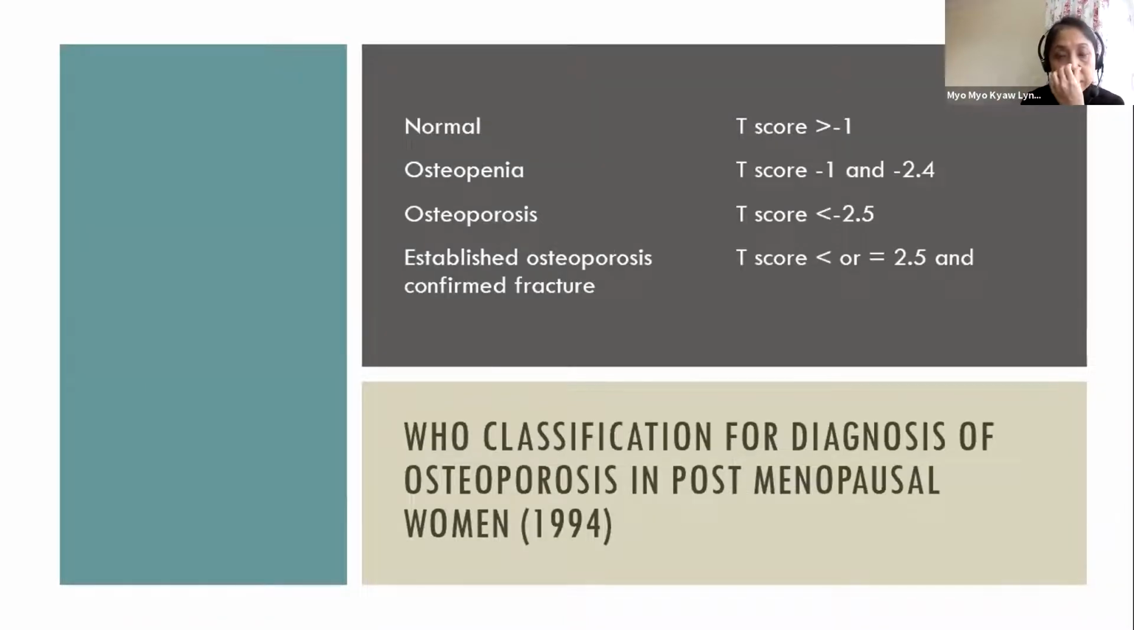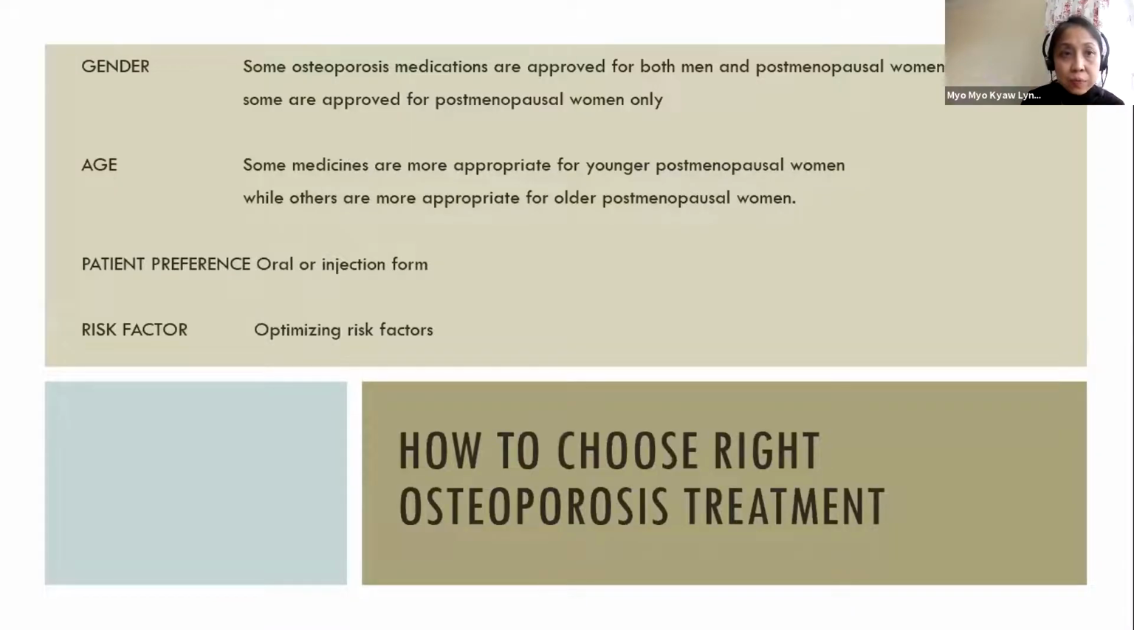So this is a very old osteoporosis classification established by WHO in 1994. I think we all know the osteoporosis guidelines. The definition is a T-score less than minus 2.5. If a patient has a fracture, we can call it established osteoporosis with a confirmed fracture, which is a T-score less than or equivalent to minus 2.5.